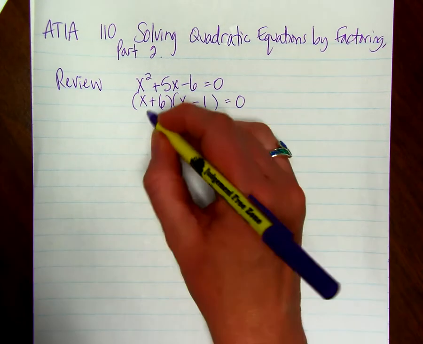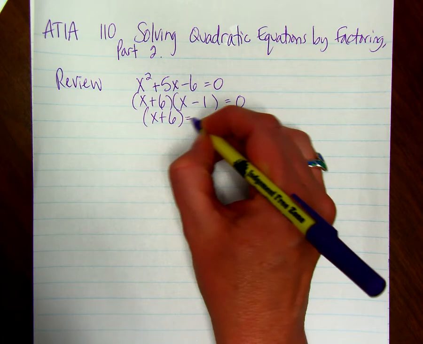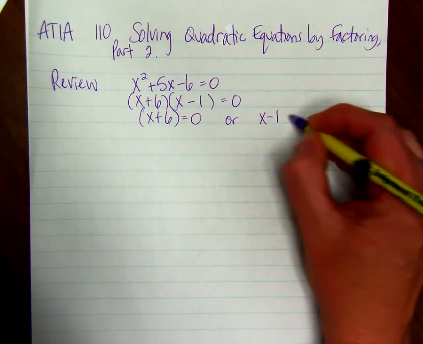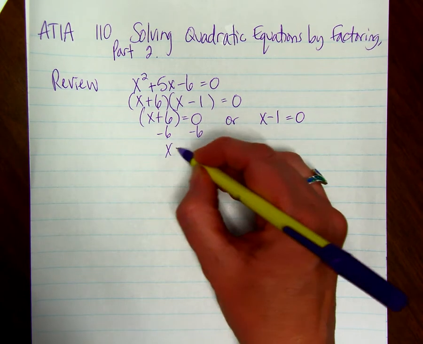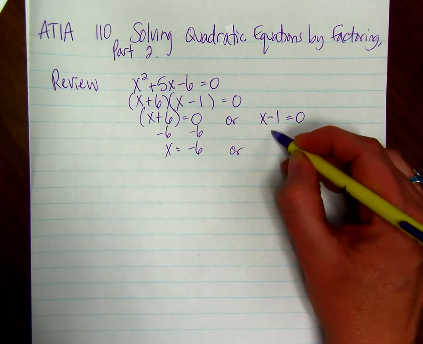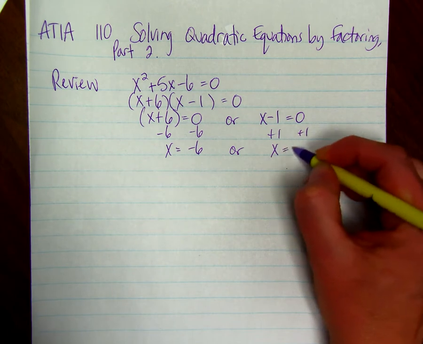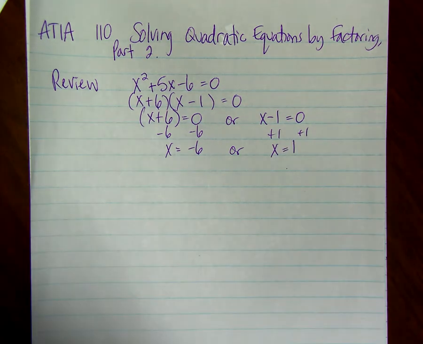Because they multiply to equal 0, one of the factors has to equal 0 or the other one has to equal 0. So we subtract 6, so x could be negative 6, or on this one we could add 1, x could equal 1.